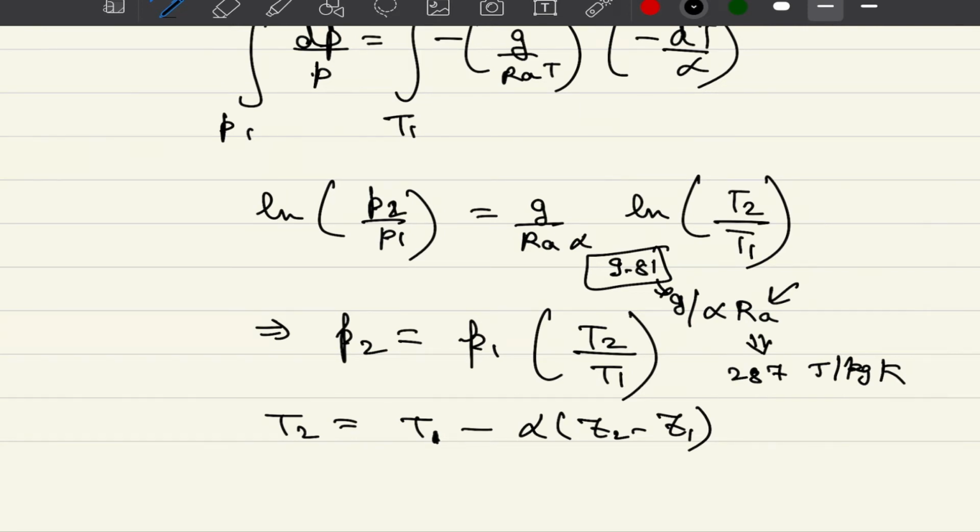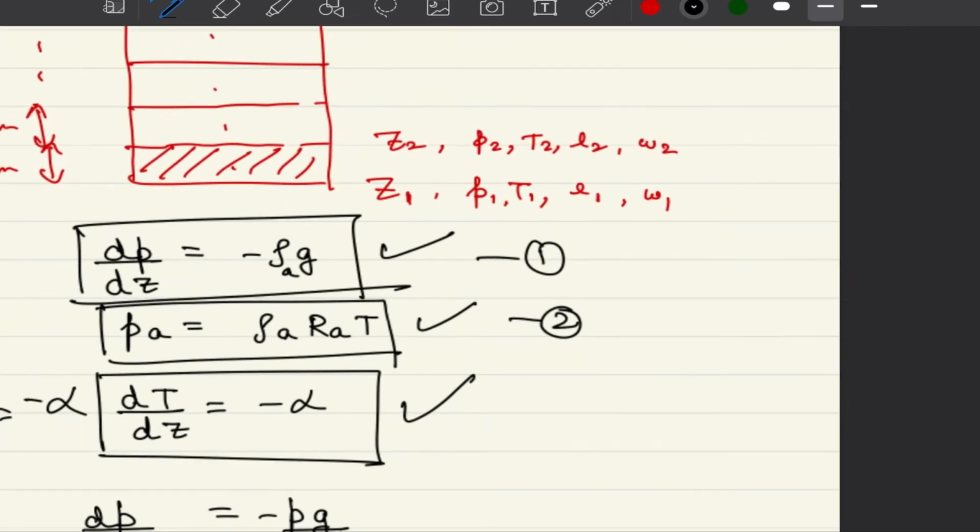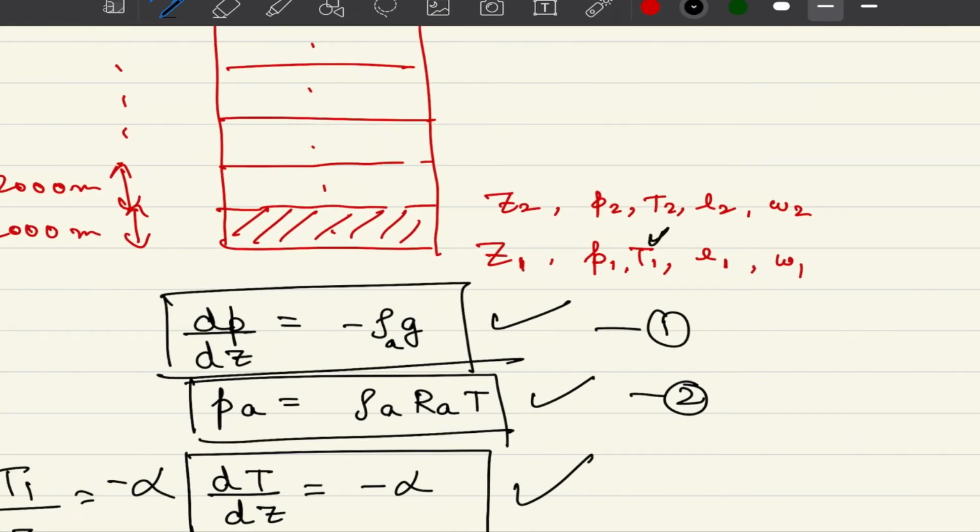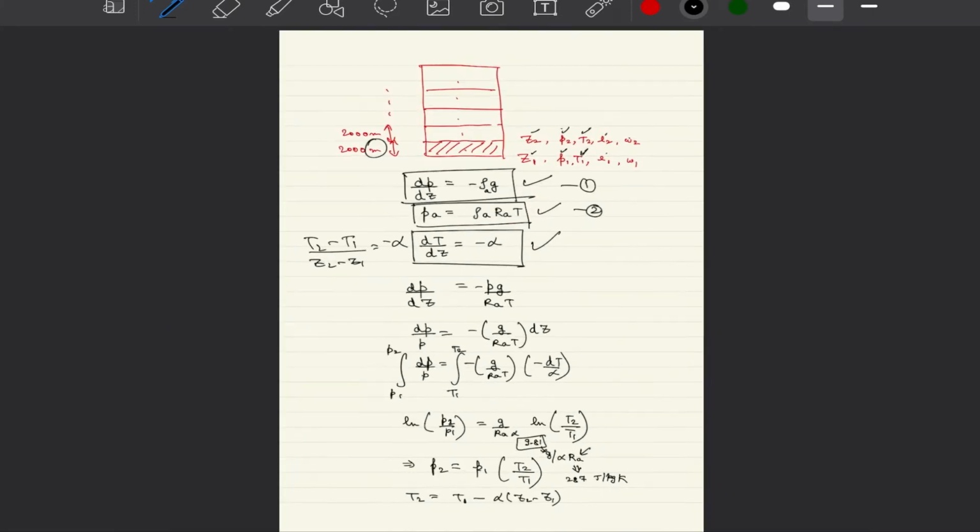Now, if this is clear, we will go back to this example. If we know T1, we can calculate T2. If we know P1, we can calculate P2. We already know Z1 and Z2 based on the discretizations that we have taken, which is 2000 meter and so on. Once these three quantities are estimated, we will worry about W and E later.